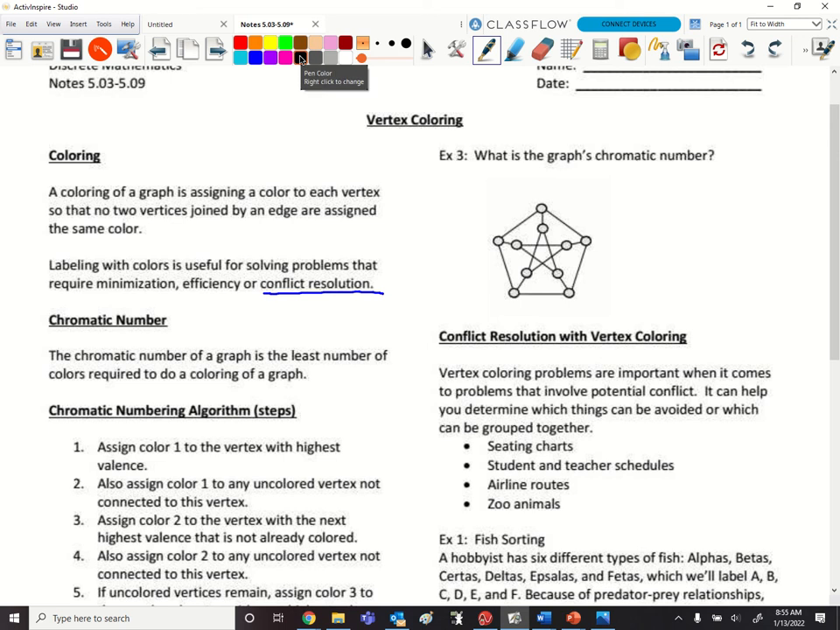So I'm going to go here, 3, 3, 3, 3, 3, 3, 3, 3, and 3.